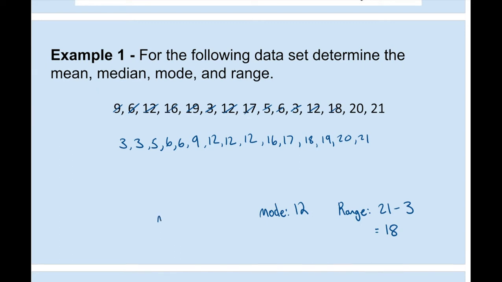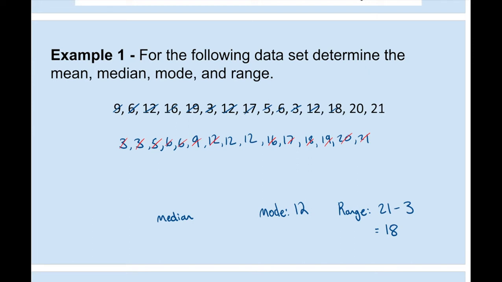The median might be a little bit more difficult, but again, that's why we ordered it in the first place. We do need to create an ordered list. So now we need to find the middle value. An easy way to do it could be to just cross off the numbers one at a time from either end until you get to the middle.